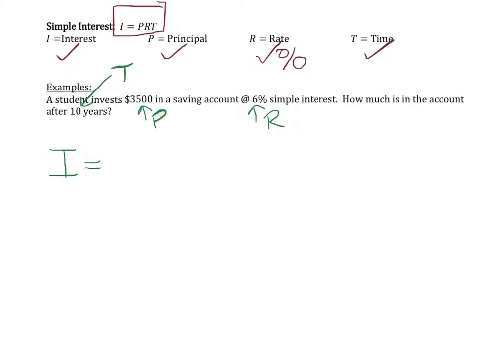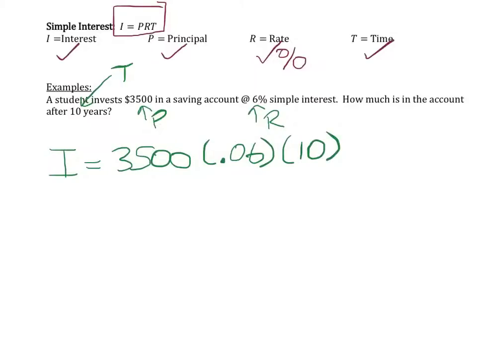And so if I put those values into our formula, I get I equals 3,500 times, remember when we do a percent, we've got to change it to a decimal or a fraction. It's a lot quicker to change it to a decimal. And then my time is 10. All right. And so if I multiply 3,500 by 0.06 times 10, I'm actually going to get $2,100.